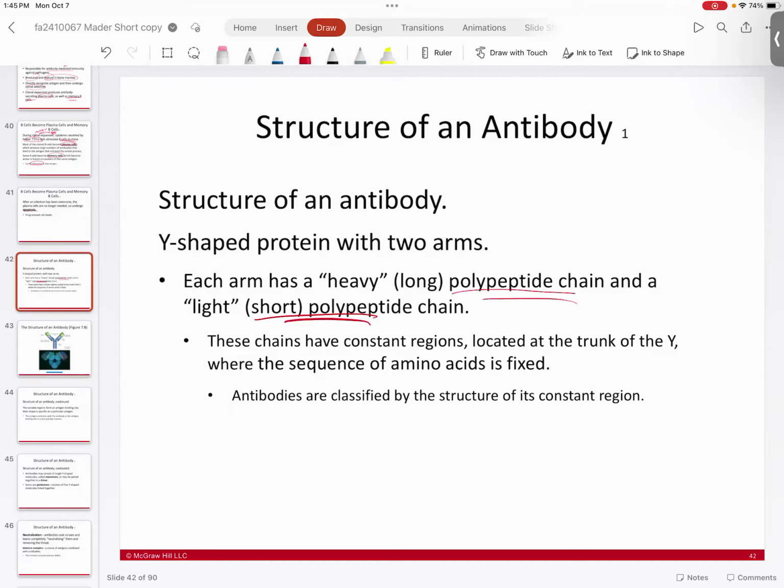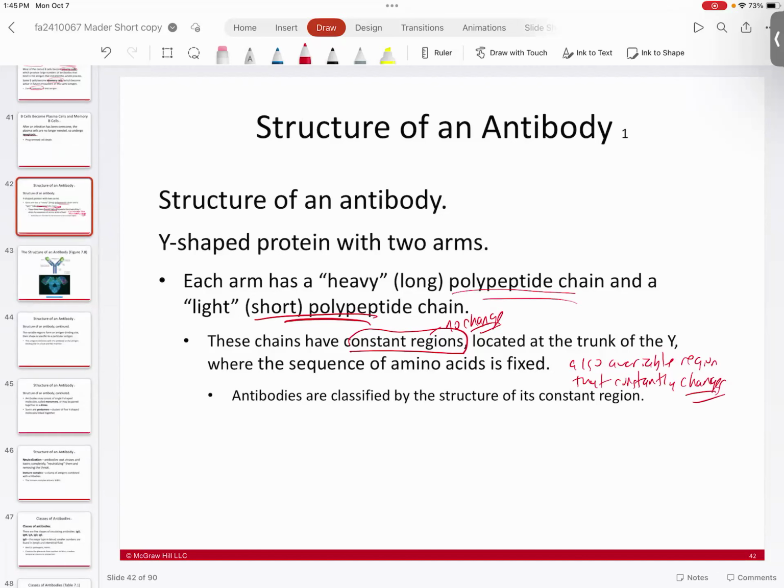And so associated with these heavy and light chains, you have what's called a constant region. Basically, there's no change here. It's always the same. Versus a variable region. That constantly changes. And so typically we'll oftentimes classify our antibodies based on this constant region, this non-changing region.